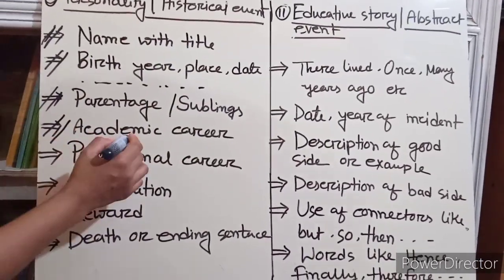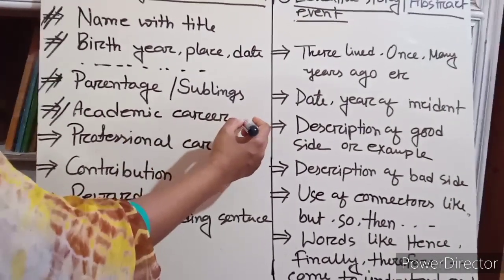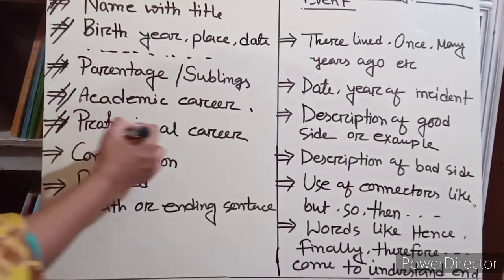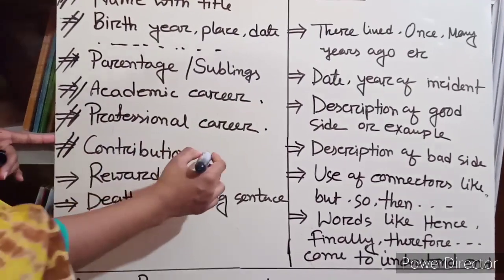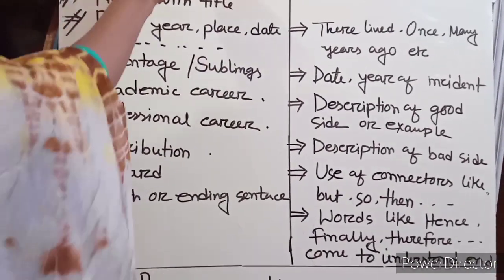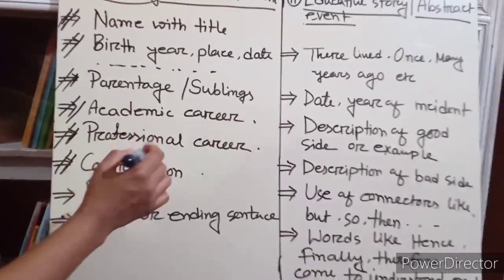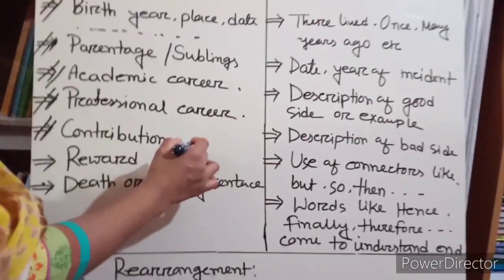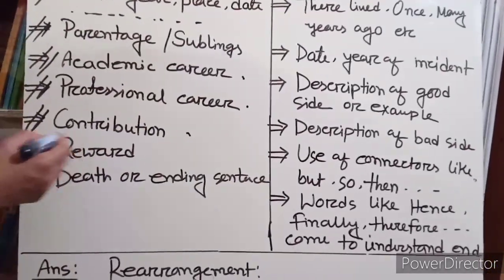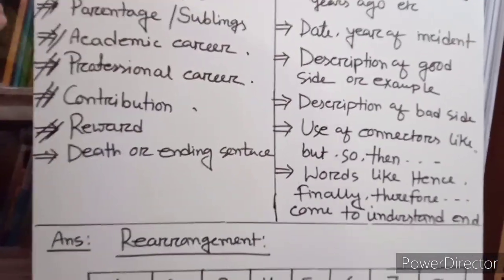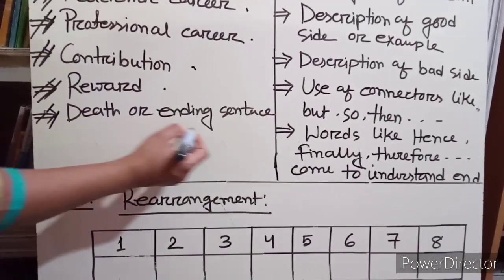Next will come academic career. You have to find out the sentence related to his academic career. Next will come professional career, if given. Next, the contribution. That means if the personality is a famous person, in that case you have to find out the contribution, which will definitely be mentioned there. Next, rewards, if the renowned person got any reward. After that, death or ending sentence.